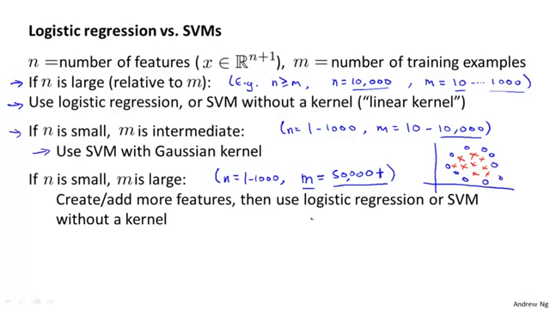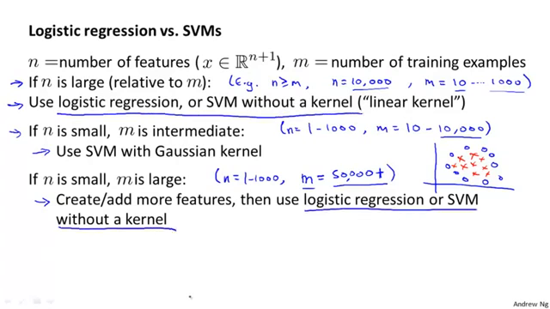So in that case, what I would usually do is try to just manually create or add more features, and then use logistic regression or an SVM without a kernel. And in case you look at this slide and you see logistic regression or SVM without a kernel, in both of these places, I kind of paired them together.